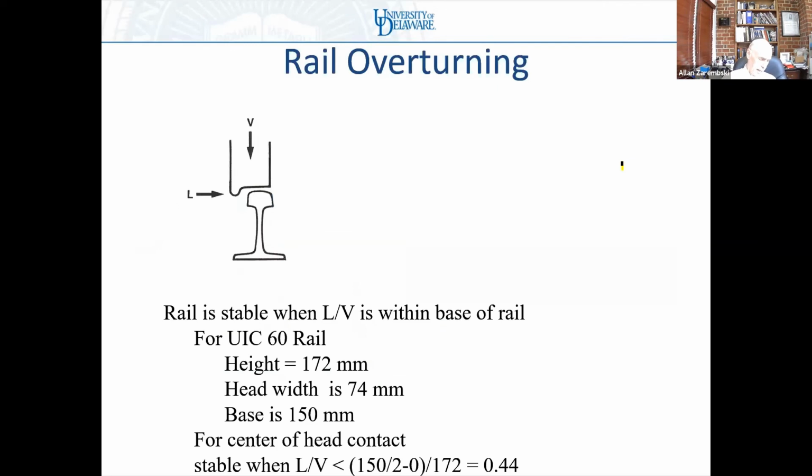So let's take a break right here before I go into rail overturning. Let's take a 15-minute break and we'll continue from here. I'm on the half hour, so let's reconvene at 1:45.